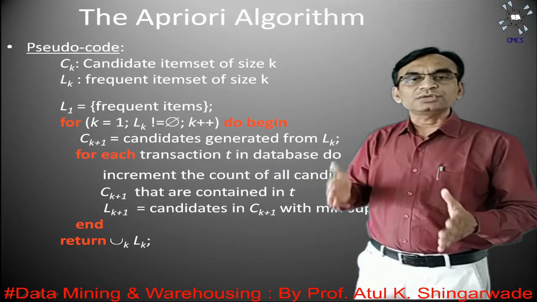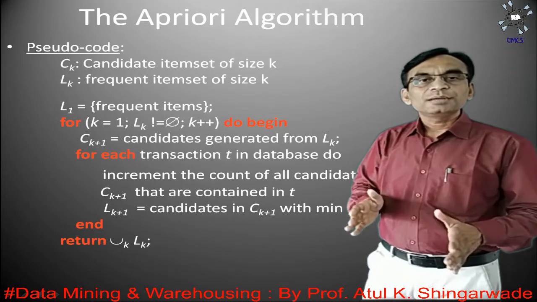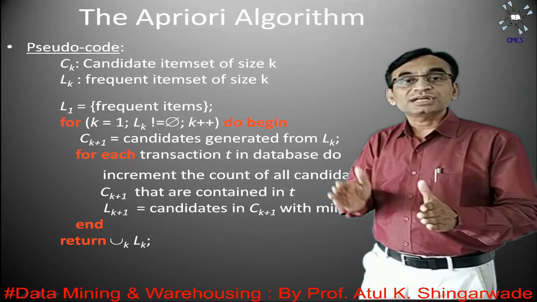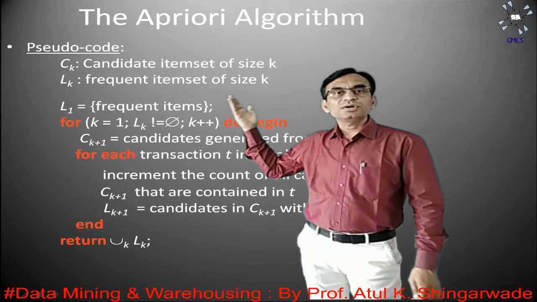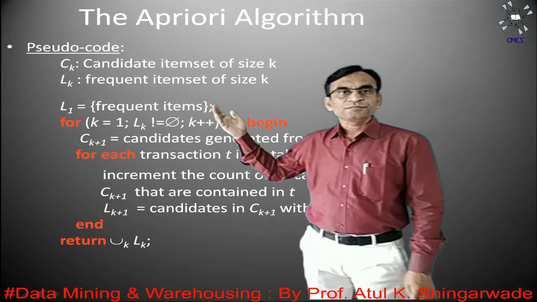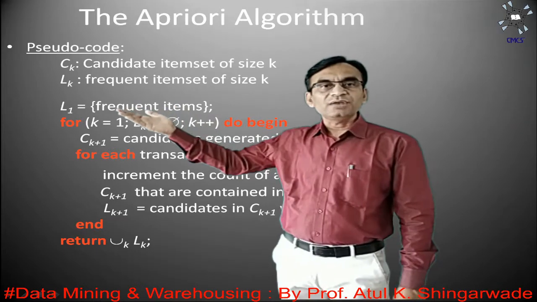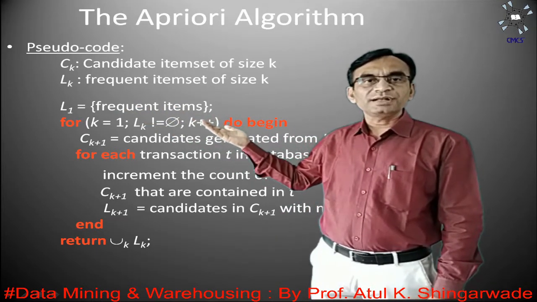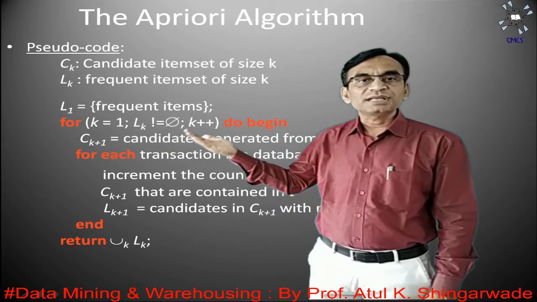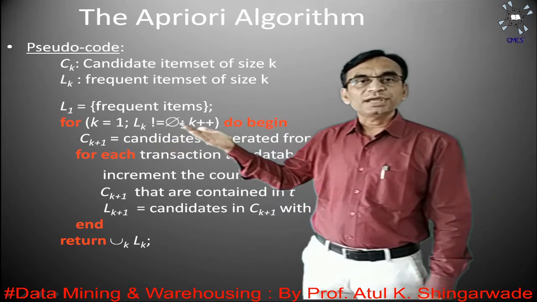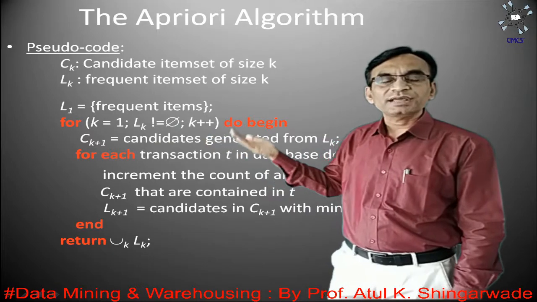L1, L2, L3, those are considered as the levels, and those levels are the final outputs in the proper stages, which are called frequent item sets. Now we know that L1 is called frequent items, and we will apply k from 1 to, while Lk is not equal to 5, k plus plus.